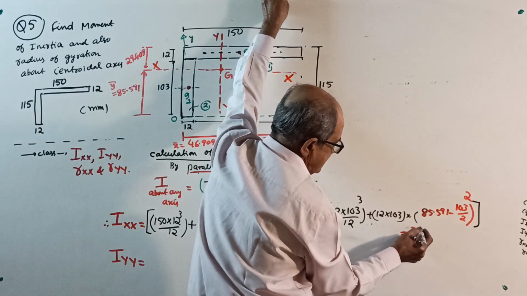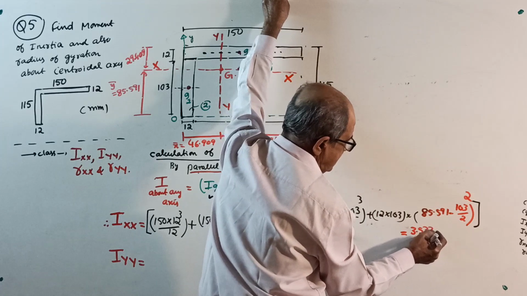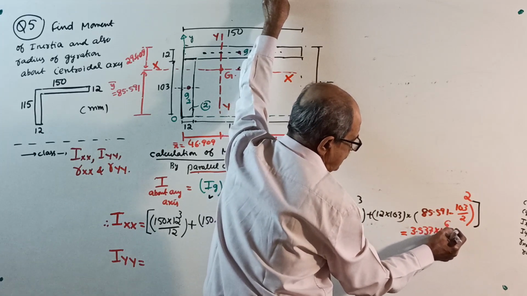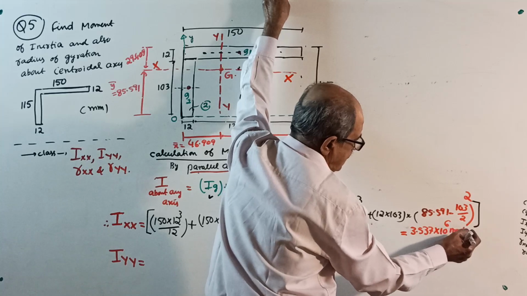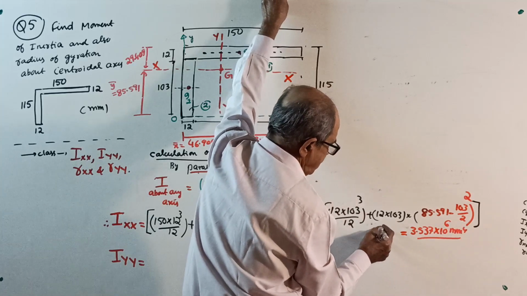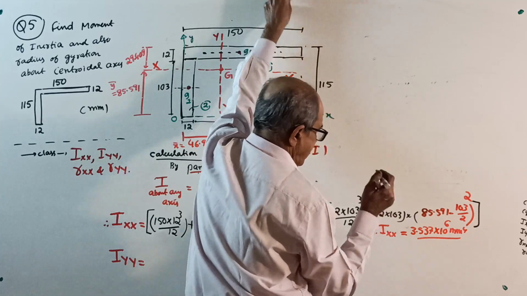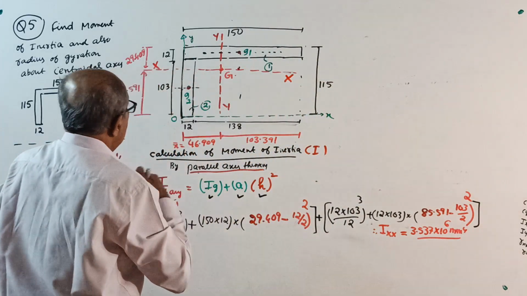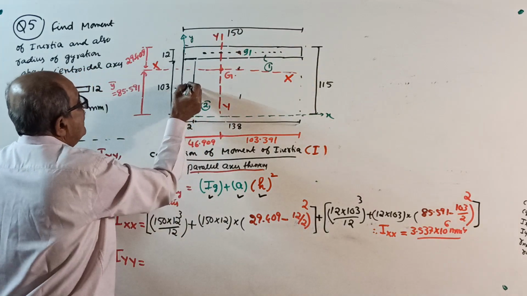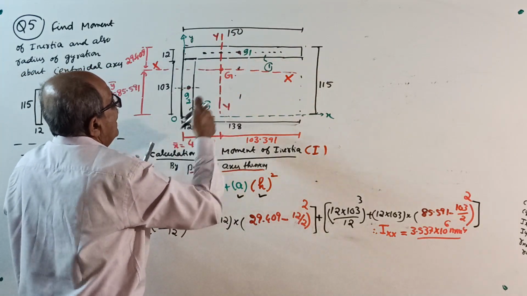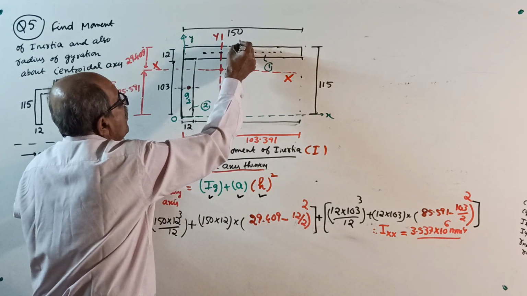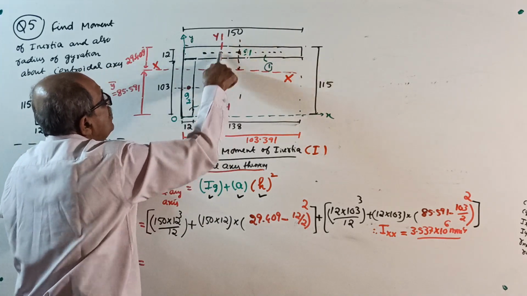3.537 times 10 to the power 6 millimeter power 4 is, therefore, your Ixx for the entire section. Okay, now start I about the YY axis. First, I about its own centroidal axis parallel to YY.